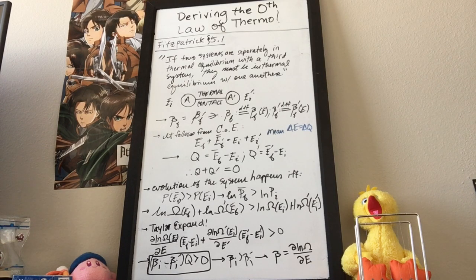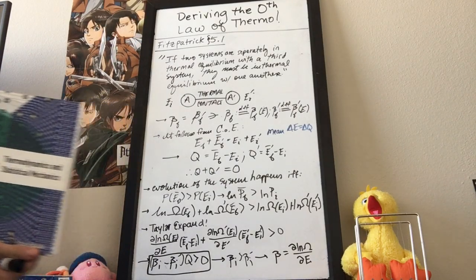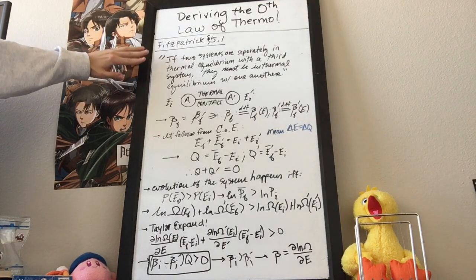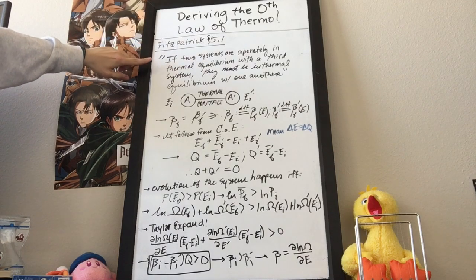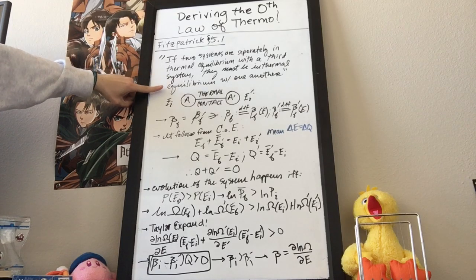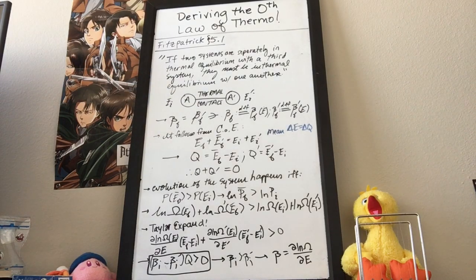But essentially, from Fitzpatrick, which is this lovely textbook here, read it. We define a statement here, which goes as follows: if two systems are separately in thermal equilibrium with a third system, then they must be in thermal equilibrium with one another. Okay, so how do we show this mathematically, basically, is the question that we're going to end up asking ourselves.